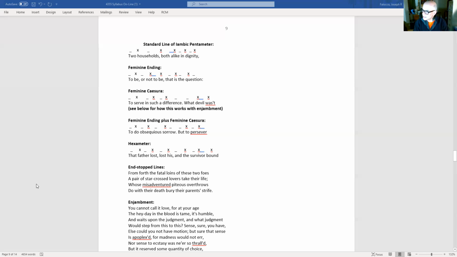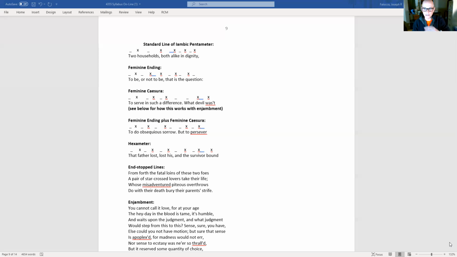But what I can't stress enough is that what you're looking for are the rules. You want to see as many lines as possible conform to either the standard line of iambic pentameter or to the feminine ending. You're not looking for problems, you're looking for solutions. There will be problems, there will be lines that do not scan, but you want to try to make the lines scan. That is our mission.